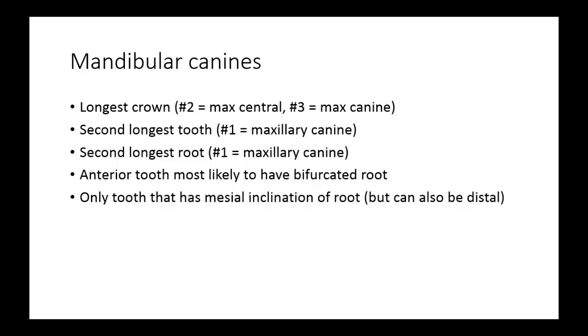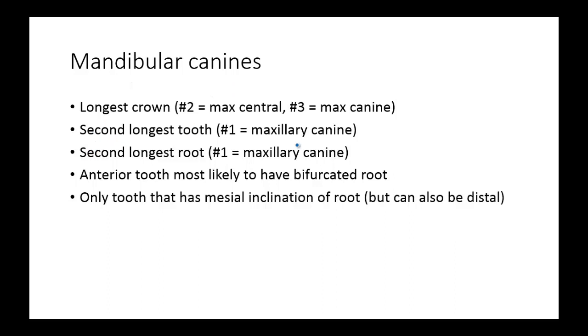So mandibular canines, in terms of anatomy, are pretty similar to maxillary canines. Some quick facts about them: they have the longest crown, so remember it's just a smudge taller than the maxillary central. At least that's what Wheeler said, and that's what I assume the board is going to go by. And then the maxillary canines come at number 3. The maxillary canines have the longest tooth overall, so the mandibular canines are number 2.